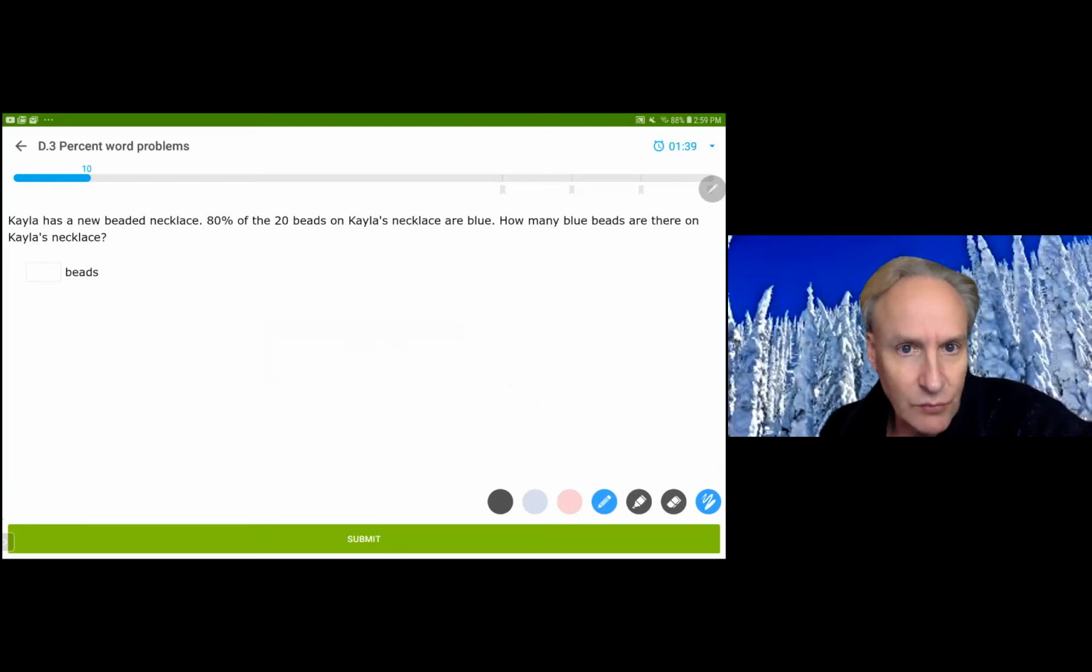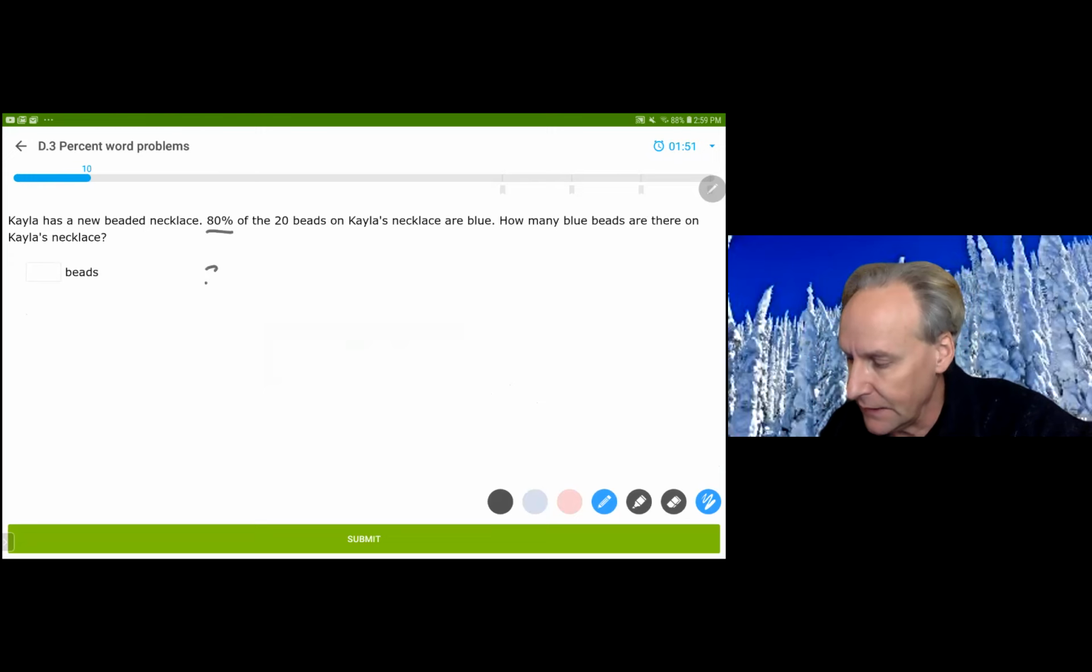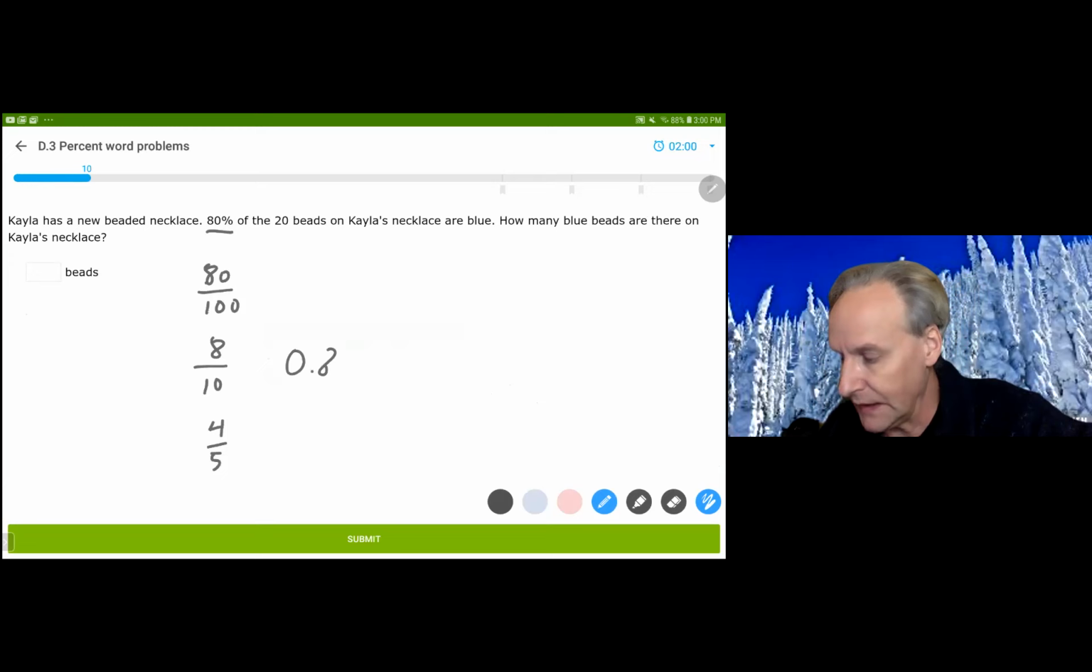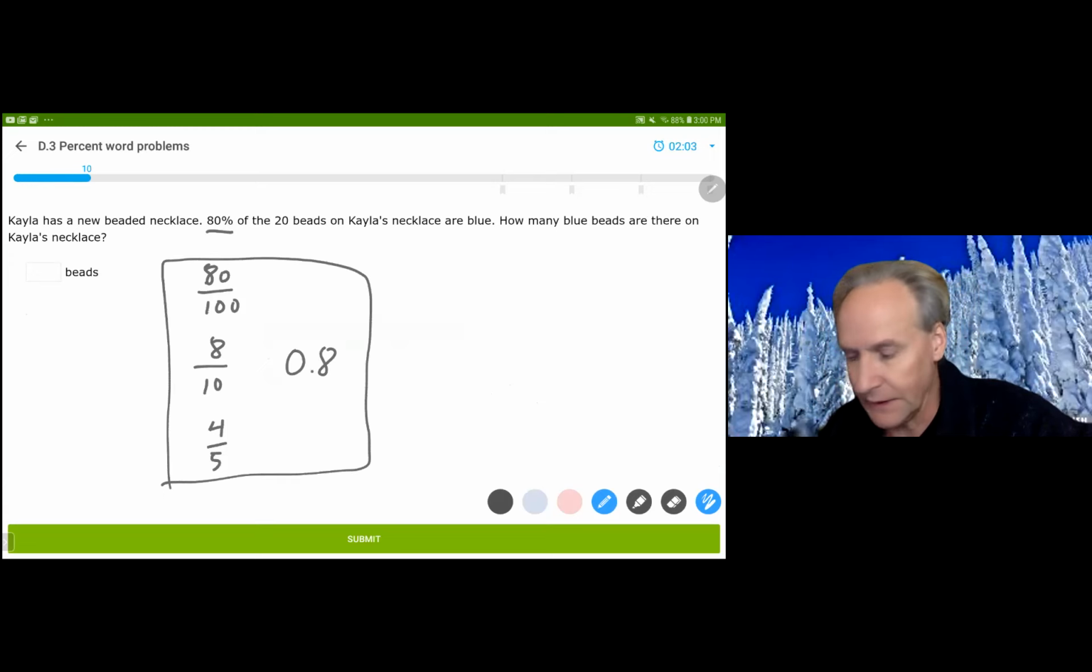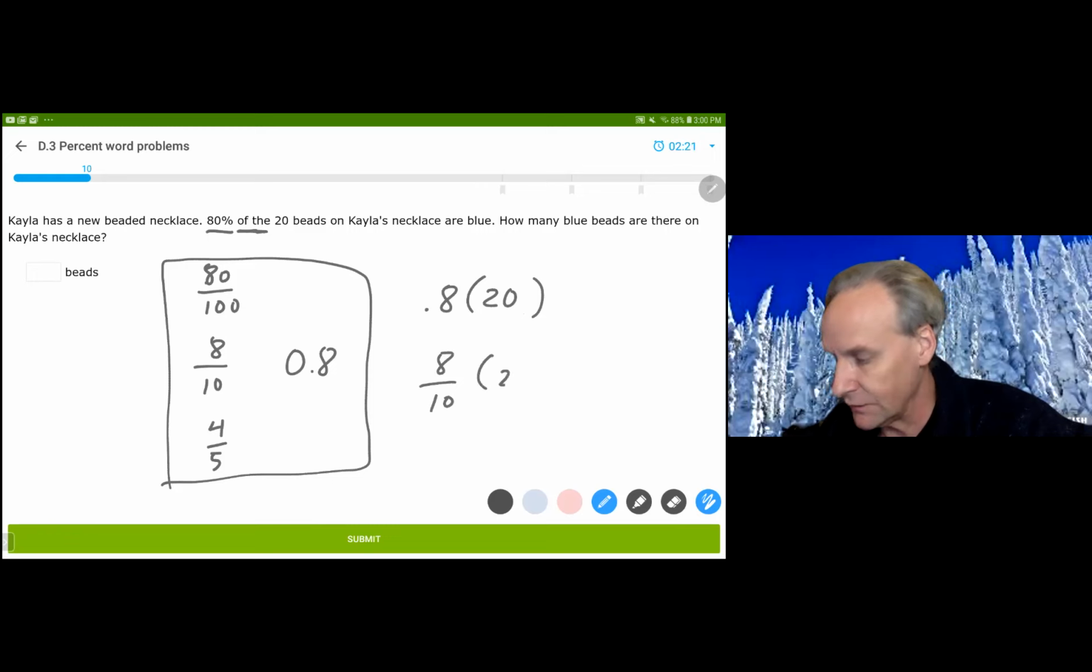It says 80% of the 20 beads are blue. How many blue beads are there? So when you say 80%, you mean 80 over 100. You could also write that as 8 over 10 or 4 over 5 or 0.8. All of these things are absolutely equivalent. And when we say of, we mean multiply when we're talking about a fraction or a percent. So I'm going to take 0.8 times 20. Or you can think of it as 8 over 10 times 20.